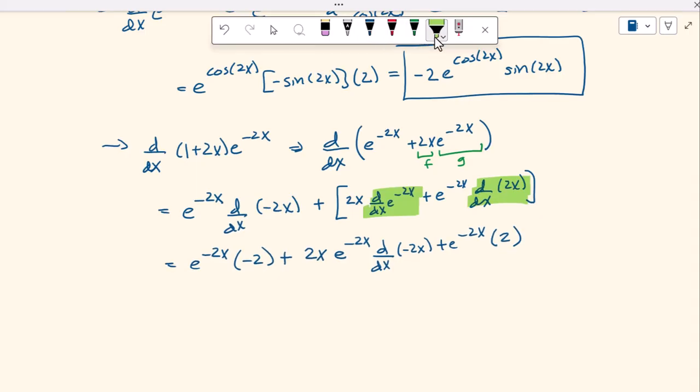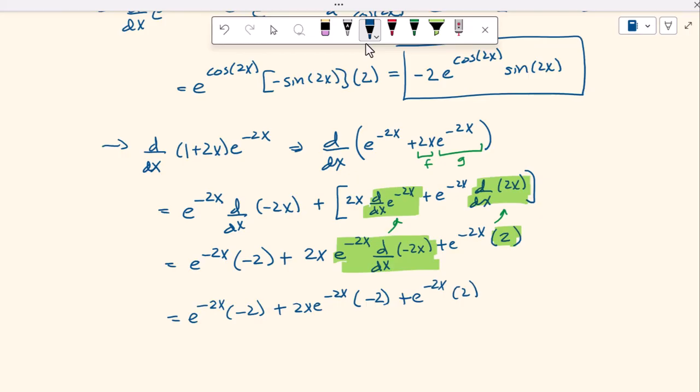Now, that's this derivative, but I'd still need to do some more simplifications. So let's go ahead and write that out. So I get e to the negative 2x times negative 2 plus 2x e to the negative 2x. And then the derivative of negative 2x is negative 2.